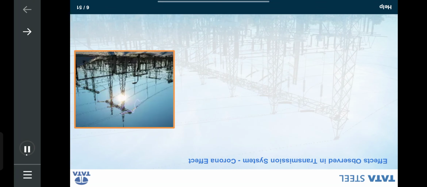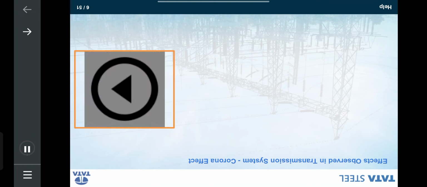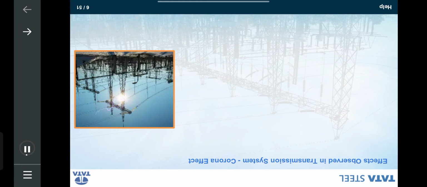Another type of effect observed in transmission systems is the corona effect.